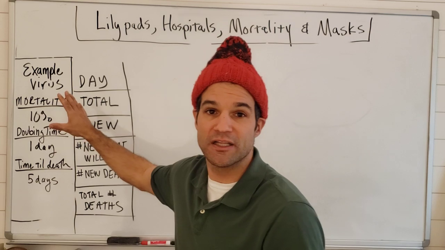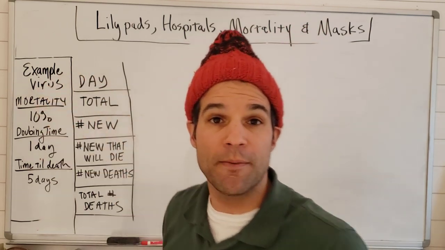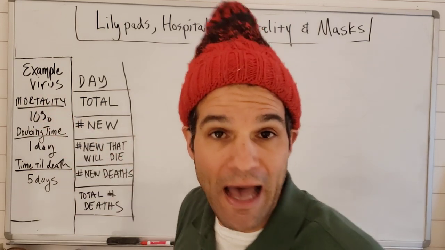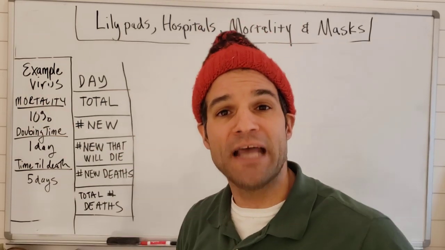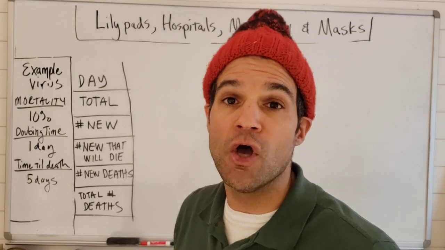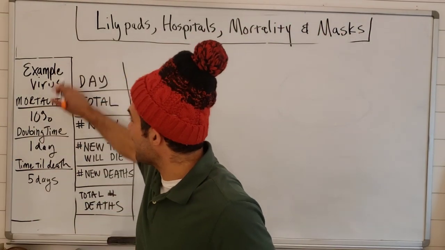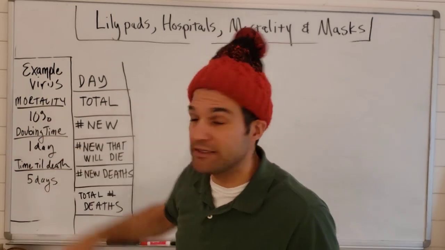This is not real. It's called example virus. I'm going to simulate example virus, and I'm going to show you how calculating mortality rates as things are growing could be misleading. So here's my example virus. Example virus has a mortality rate of 10%.